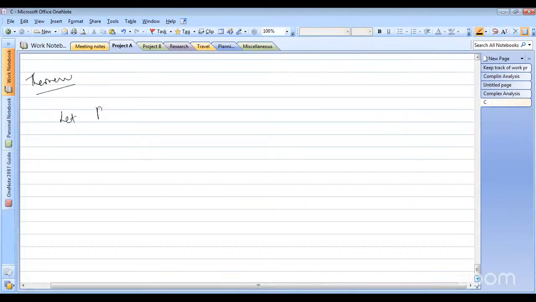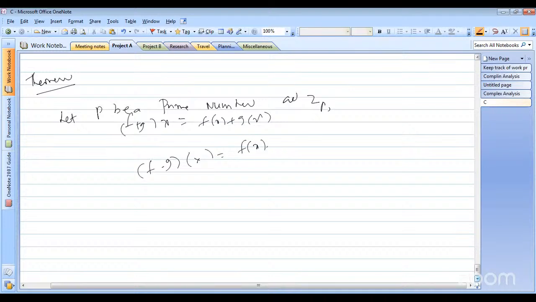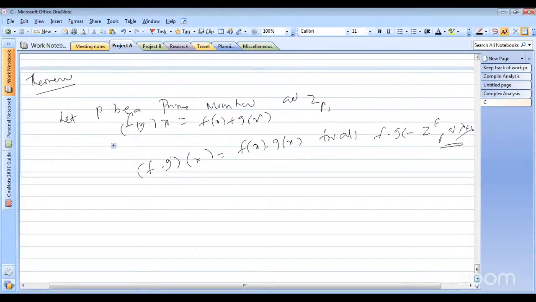Another theorem: let p be a prime number and Z_p the ring of integers modulo p. Let X be any non-empty set, and Z_p to the power X be the set of all mappings of X into Z_p. Then it is a p-ring with respect to the operations (f plus g)(x) equals f(x) plus g(x), and (f times g)(x) equals f(x) times g(x), for all f, g belonging to Z_p^X and x belonging to X. We have to write this condition. This we have to prove here.